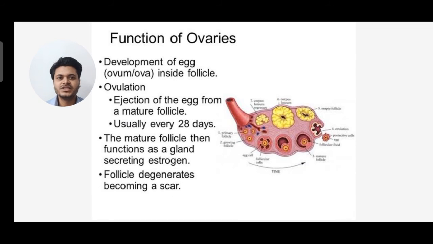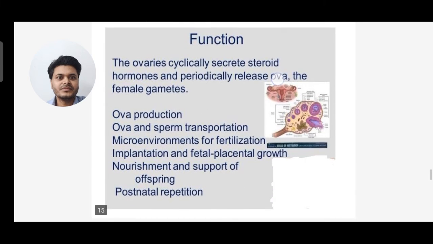Now the functions of the ovary: it helps in the development of the egg, that is ovum or ova, inside the follicle. Then ovulation takes place, the ejection of the egg from a mature follicle, usually every 28 days. The mature follicle then functions as a gland secreting estrogen. The follicle degenerates, becoming a scar. The ovary cyclically secretes steroid hormones and periodically releases ova, the female gamete, and handles ova and sperm transportation.